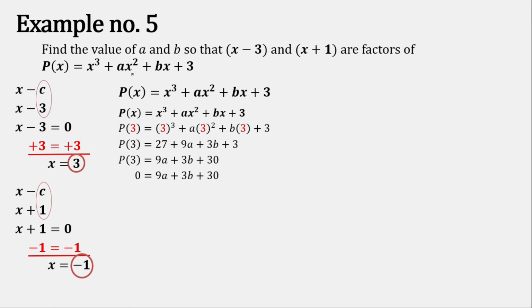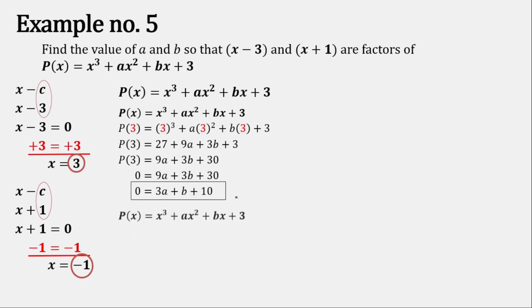Now, to further simplify, we need to divide all sides by 3 because all of them are divisible by 3. So we have 0 is equal to 3a plus b plus 10. I just divided all of them by 3. 0 divided by 3 is 0. 9 divided by 3 is 3a. 3b divided by 3 is b. Then 30 divided by 3 is 10. That's why we have this.